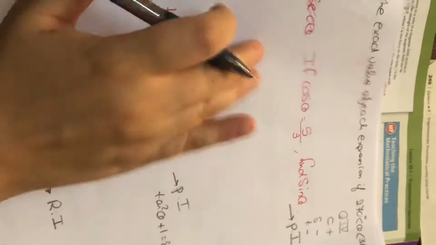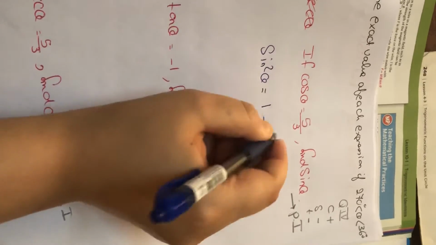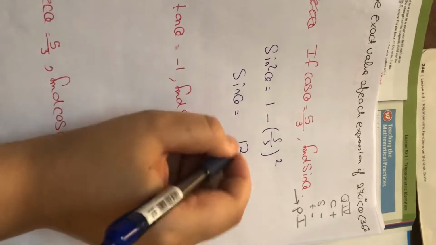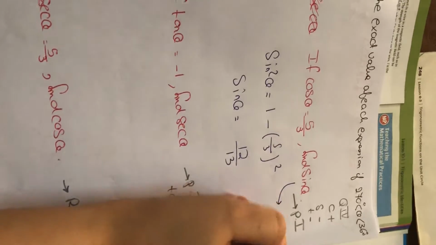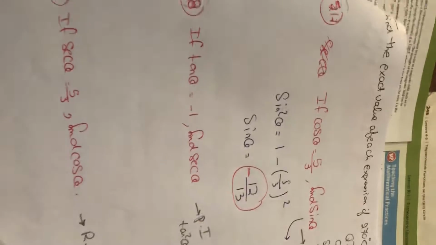A lovely one here, sine and cosine. So sine squared theta equals 1 minus 5 over 13 squared. You will get the answer as sine theta equals 12 over 13. From the beginning, I know sine is negative here. The answer is negative 12 over 13.